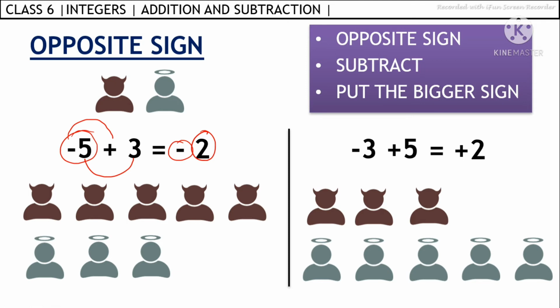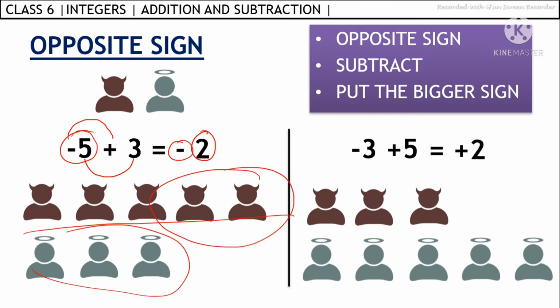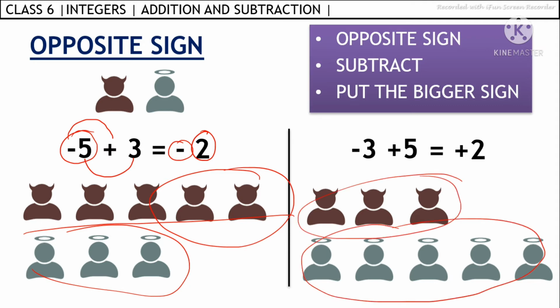As you can see here, more villains are there, and fewer heroes. So obviously the villains will win here. And in the second case, fewer villains are there and more heroes are there. So obviously heroes will win, and we got a positive answer. As seen here: opposite sign, subtract, put the bigger sign, over. So when we subtract, we get 2, and the bigger one is positives. More positives are there, so the answer will be positive.